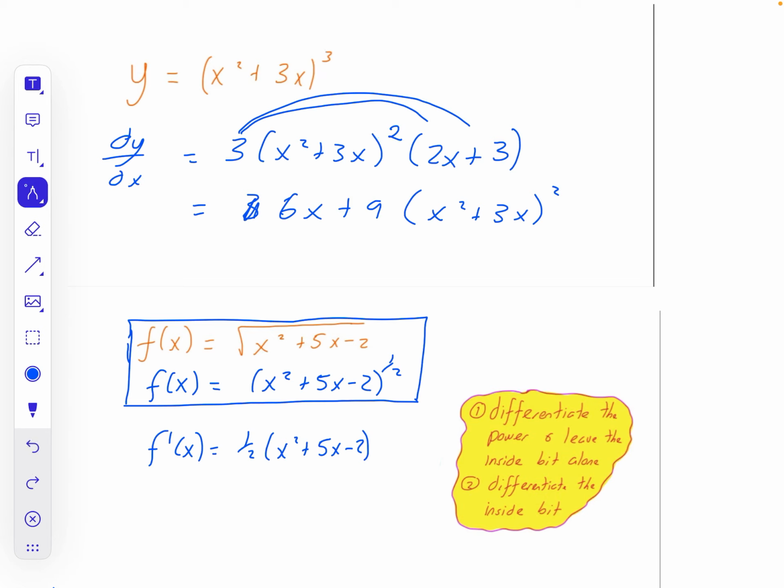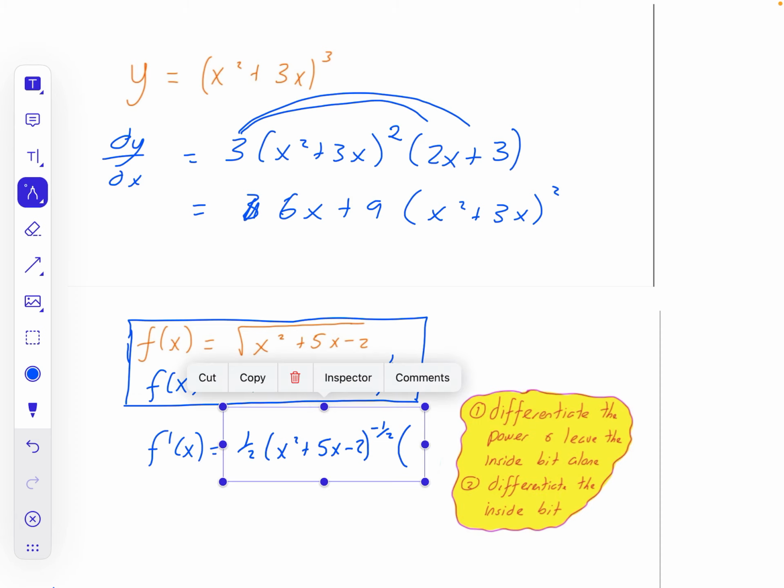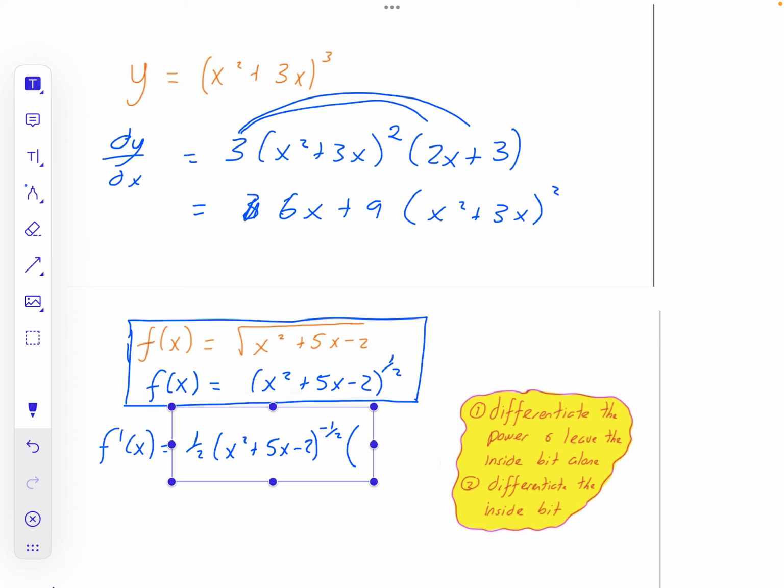Now be careful when you're differentiating the power. Up here, when I differentiated, the power became 2 because you reduced the power by 1. A half minus 1 is going to be minus a half. Okay, and then I need to differentiate the inside bit. So when I differentiate the inside bit, differentiate x squared, I get 2x. Differentiate 5x, I'm going to get plus 5.